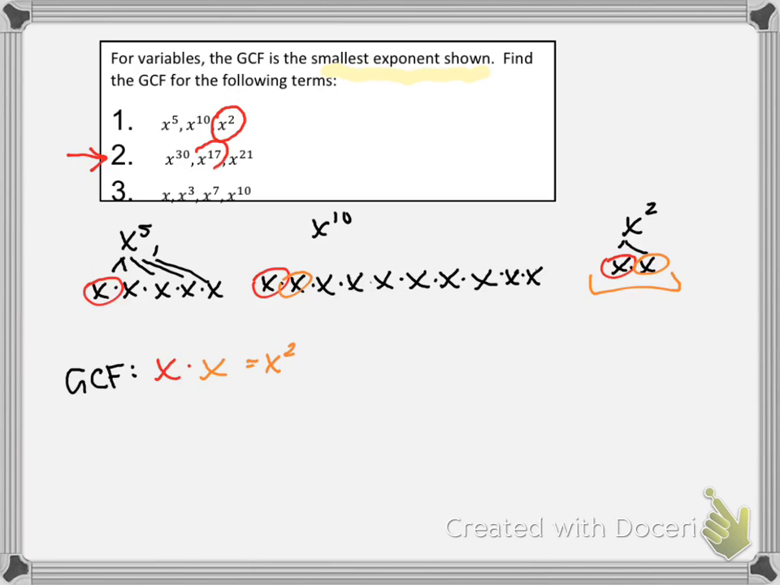Did you say x to the 17th? If so, that's correct. That's the GCF. How about number 3? We have x, x cubed, x to the 7th, and x to the 10th. So our GCF is the smallest exponent of x, which is x.